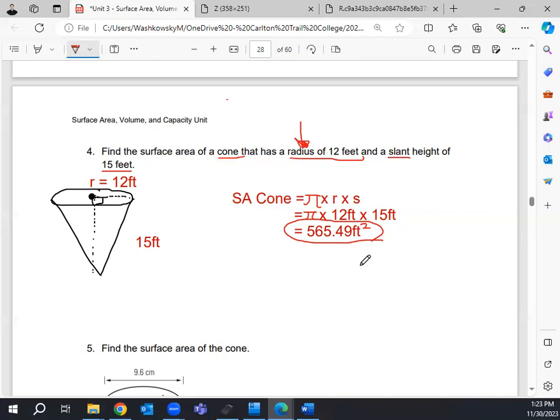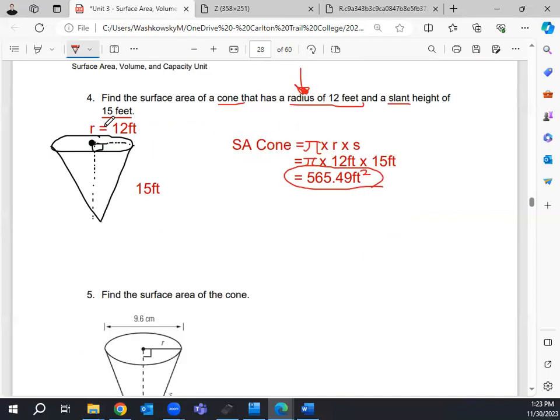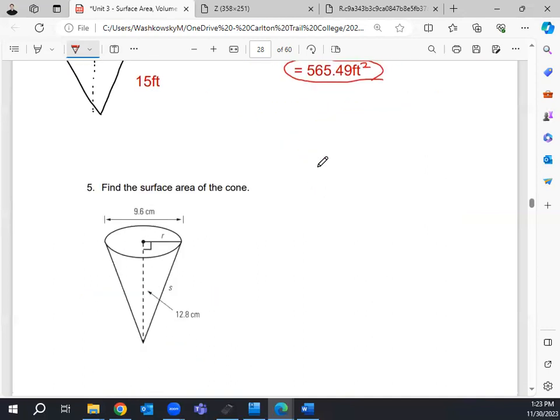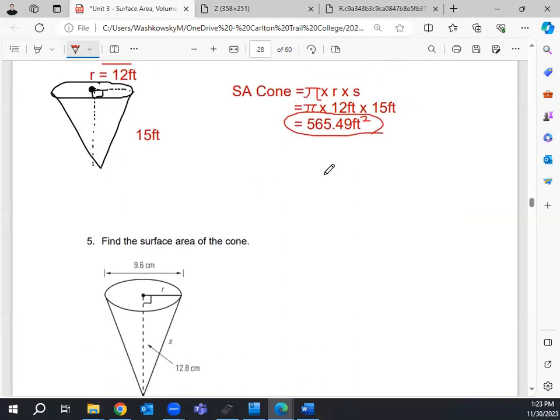Okay. So like I said, that's a cone. They're not hard. Formula, plug it in, boom. We're doing another cone. What is different though? What is different between these two cones? Doesn't have a radius. I don't have the radius now. Instead, I have this. How can I use this to find that radius?